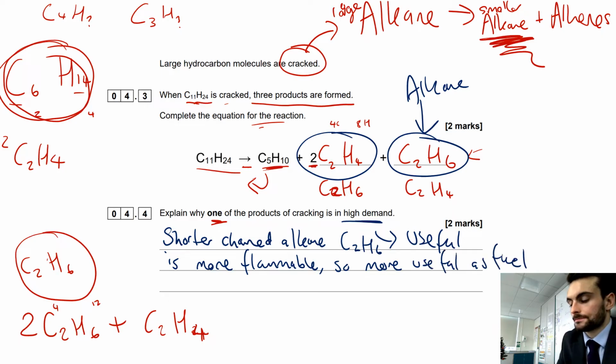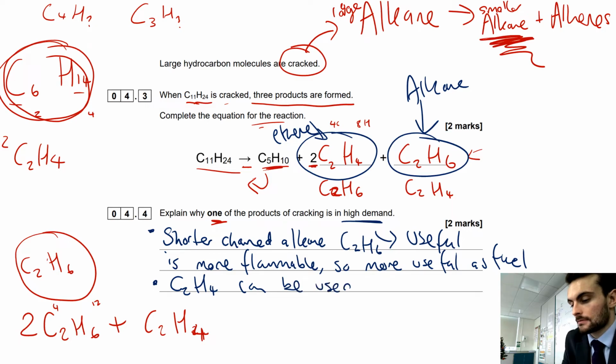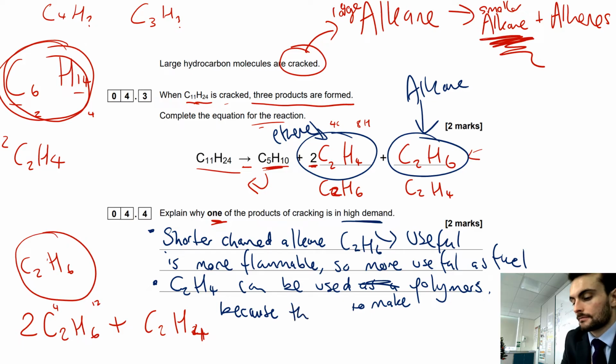We could also look at this one, ethene. If you remember, you can take alkenes and make them into polymers, so we could end up with polyethene. So C2H4 can be used to make a polymer. Why? This is where your second mark comes in, because they're more reactive than alkanes.